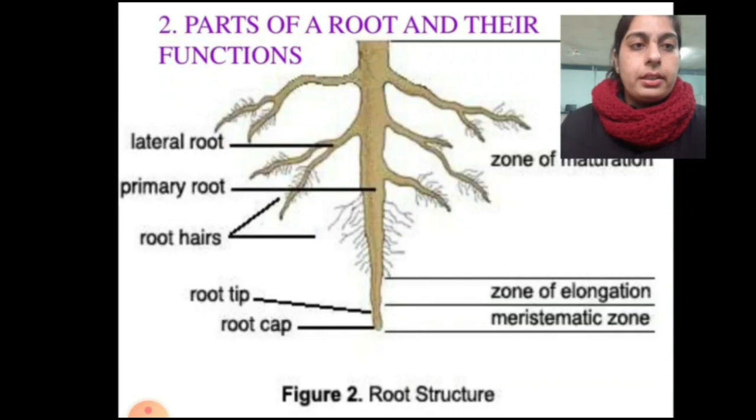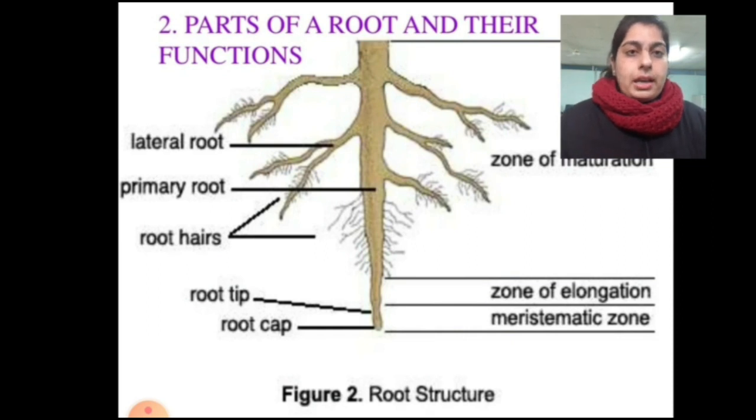Now, this is the picture of the root. Just see, the main part of the root is the primary root, from which the lateral roots are generated. The primary root is the main root from which the secondary and tertiary roots are also generated. The primary root includes the root tip and root cap.